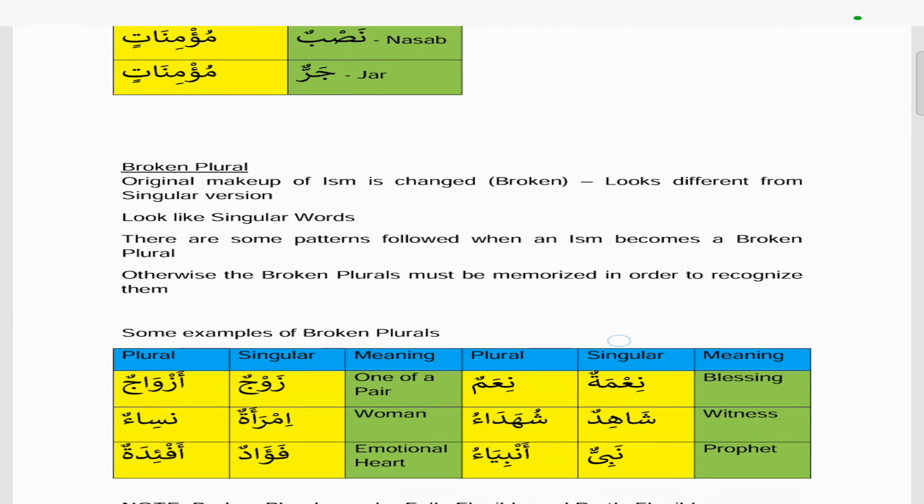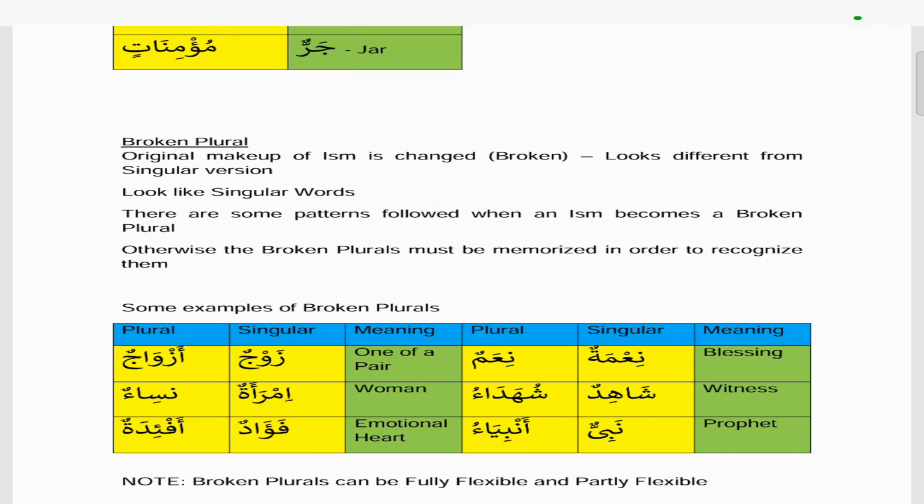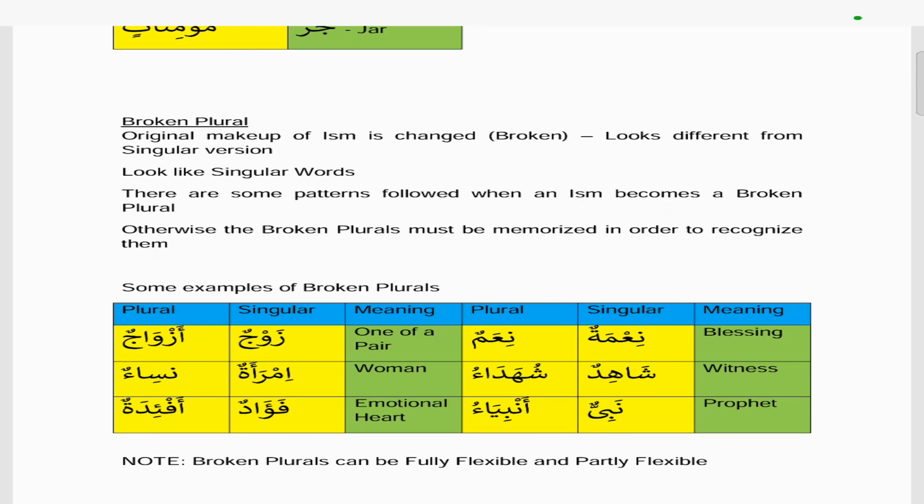As I mentioned before, with the broken plural, the original makeup of the ism, the singular version, is broken, meaning it actually looks different now. The base doesn't stay. The word changes completely. They actually look like singular words. So if you look at them and you don't recognize them, you might think that they're singular. There are some patterns followed when an ism becomes a broken plural. Otherwise, the broken plurals must be memorized in order to recognize them.